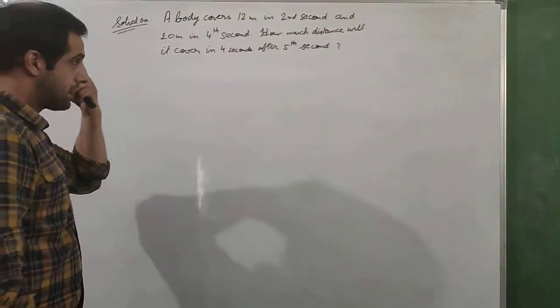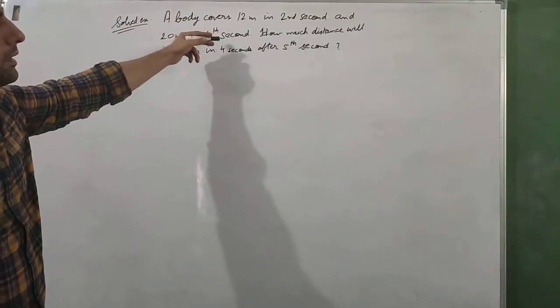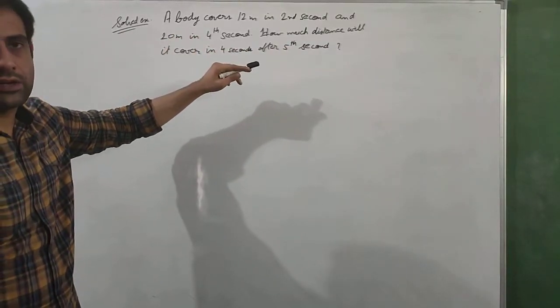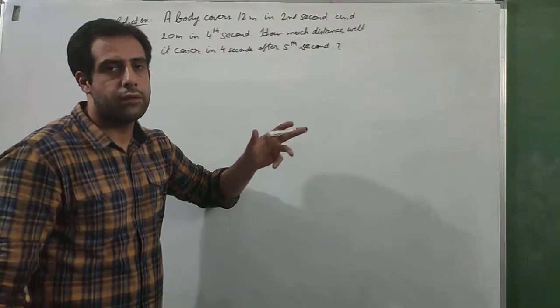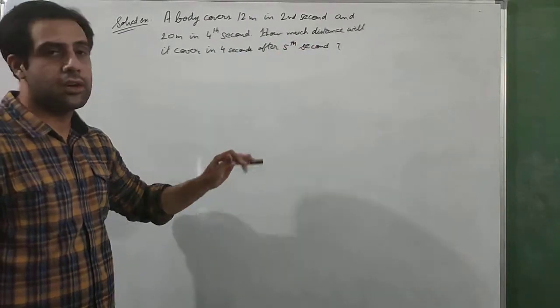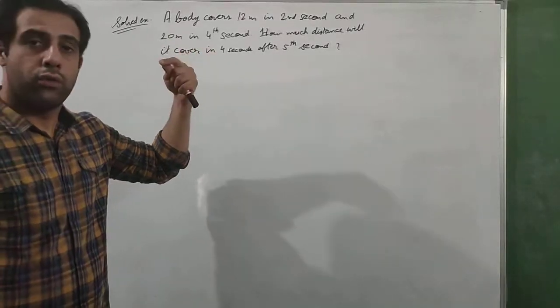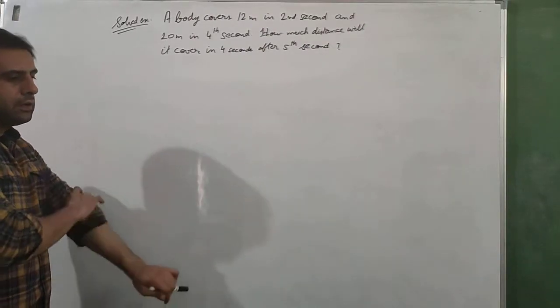Let us do another solved example. The question is in the description also. A body covers 12 meter in 2nd second and 20 meter in 4th second. So instead of distance covered in 2 seconds and distance covered in 4 seconds, now it is distance covered in the 2nd second, that is 1 second, and the distance covered in the 4th second. How much distance will it cover in 4 seconds after the 5th second?